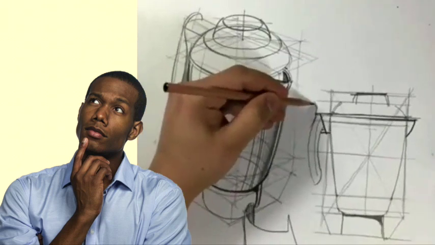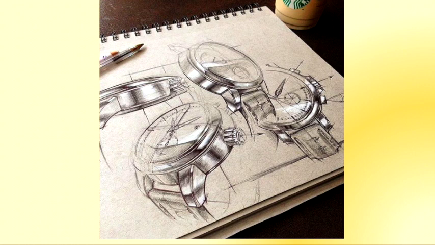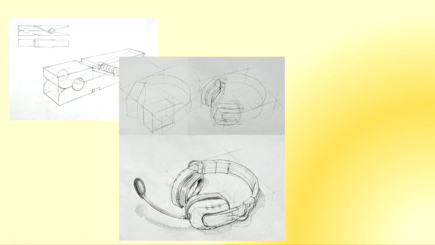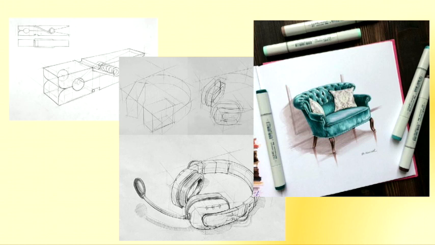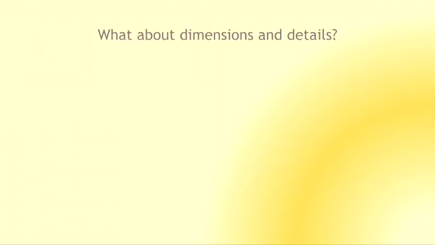Professional designers come up with concept drawings a little bit like this. Or something like this. Or even these. As you see, some objects can be very simple and others are quite complex. What about dimensions and details?